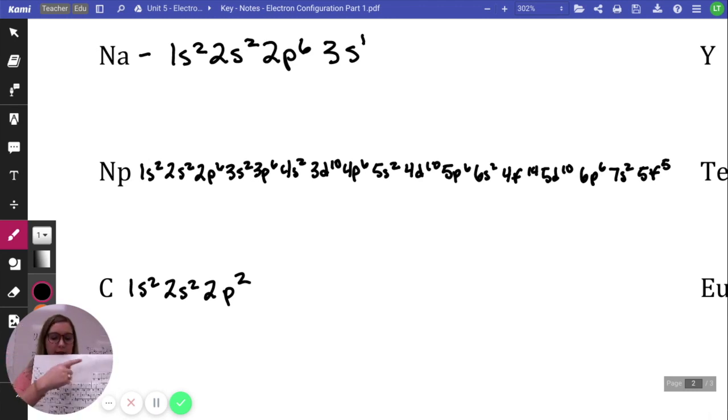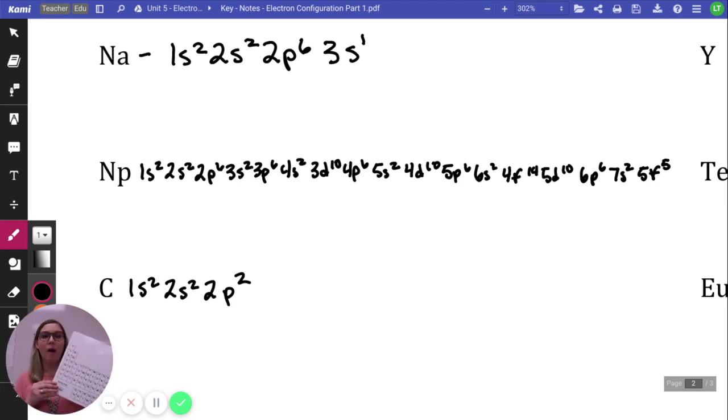So for neptunium we have 1s2, 2s2, 2p6, 3s2, 3p6, 4s2, and then remember, the D is down 1, 3d10, 4p6, 5s2, 4d10, 5p6, 6s2, and then we go down to our F, 4f14, 5d10, 6d10, 6p6, 7s2, and then we come down to our F sublevel and we have 5f5 because we crossed 5 boxes in our F sublevel. All right, so that's neptunium.